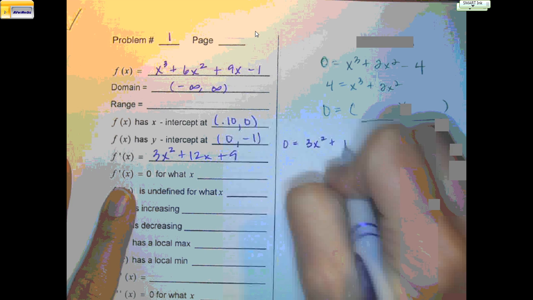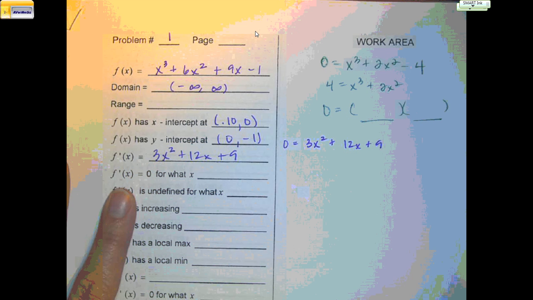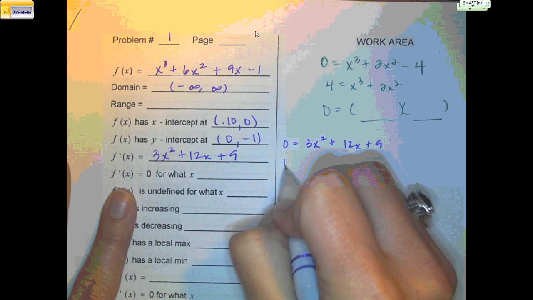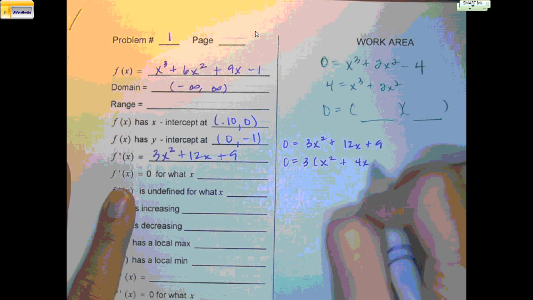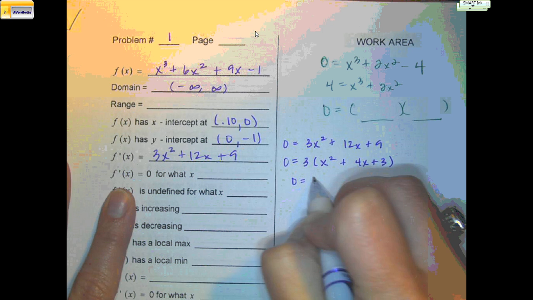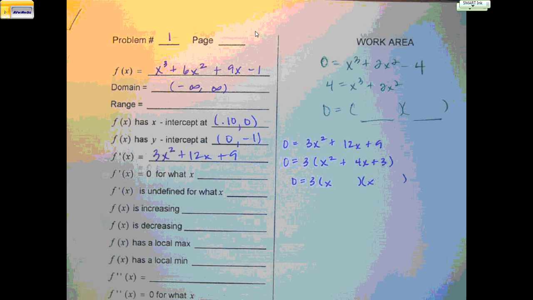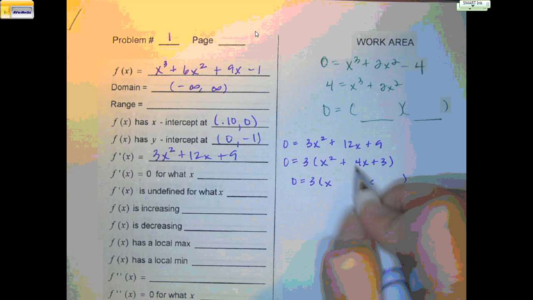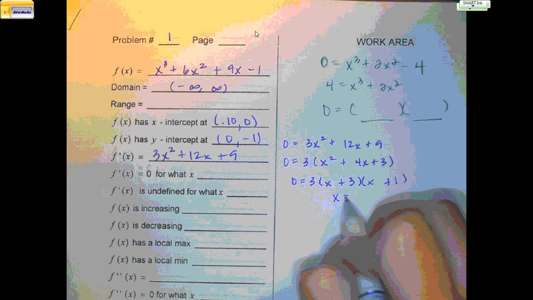What's your first step? What do y'all want to do? Yeah, you can divide by 3 or take out a 3. Either way, you're going to get the same answer. So we have x squared plus 4x plus 3. It is factorable. X's are in the front. In the back, we have a 3 and a 1. And what are my signs? Good, they're both positives. Which means x could be what? -3 or -1.